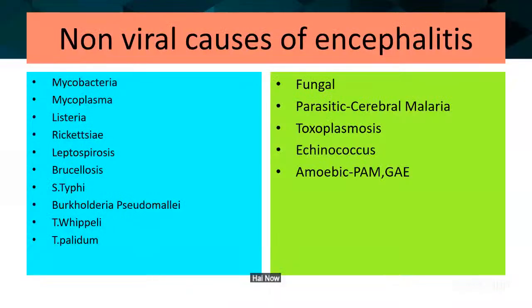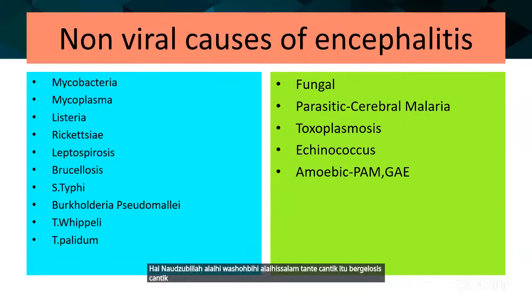Now, these are the non-viral causes of encephalitis. I'm not going to spend much time on mycobacteria, etc., because that is a huge topic. But we need to understand that tuberculosis can present as subacute or chronic meningitis. It can also present as meningoencephalitis or encephalomyelitis, and all sorts of CNS syndromes can occur with mycobacteria.